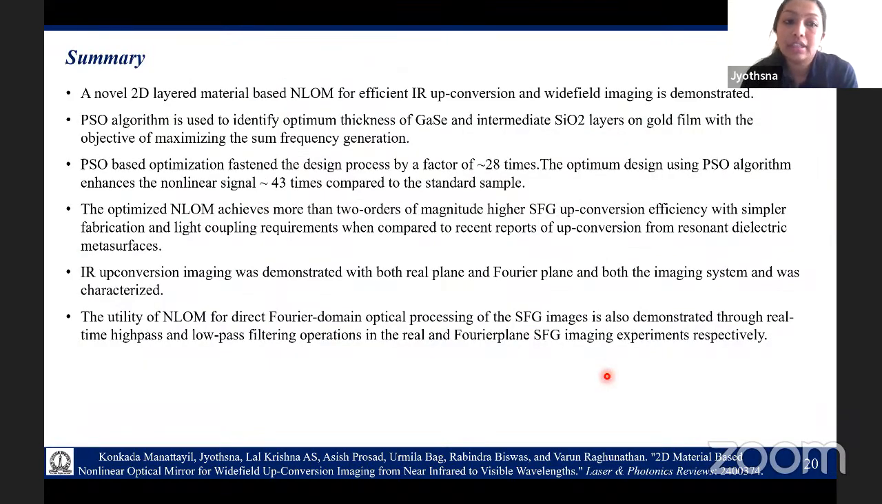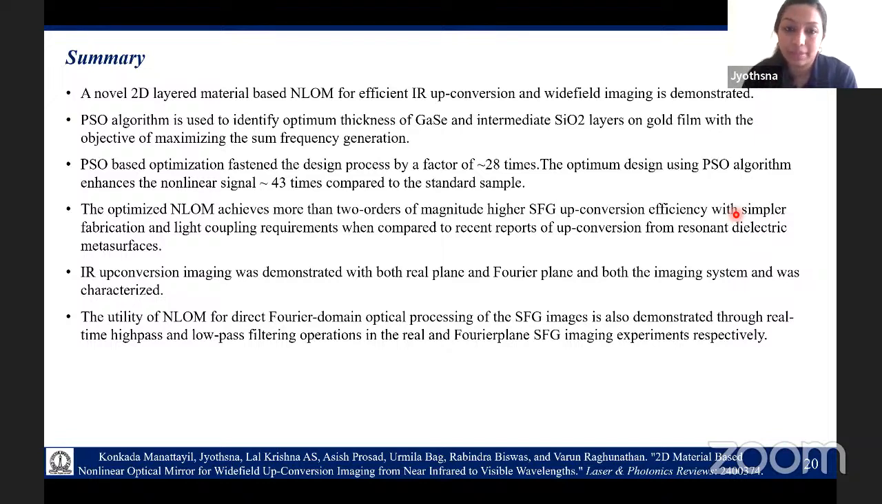In summary, we have designed a novel 2D material-based nonlinear optical mirror for efficient upconversion. We made use of a particle swarm optimization algorithm to optimize the thickness of the material to get maximum sum frequency generation. And we also validated the simulation with experimental results.